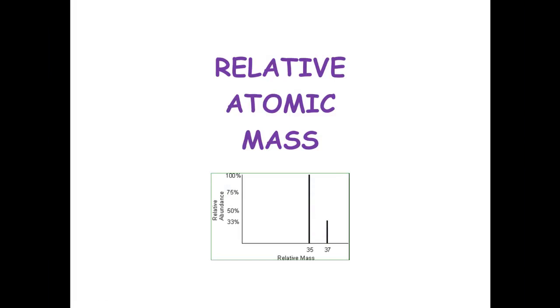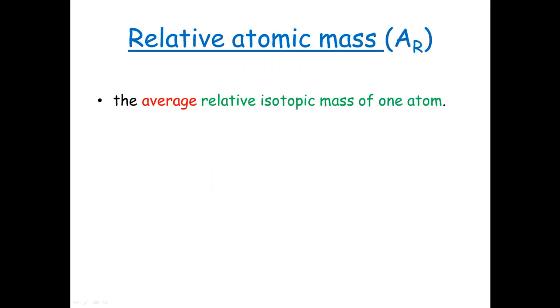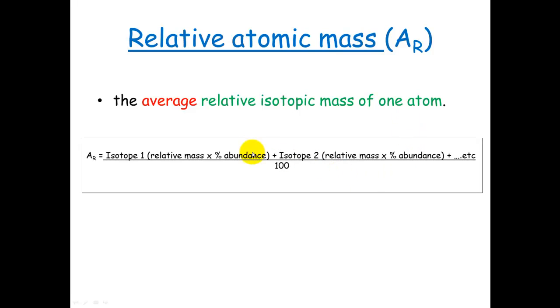So, relative atomic mass. If we have a look at these relative abundances and their relative masses, we can then work out a relative atomic mass. Relative atomic mass is equal to the average relative isotopic mass of one atom. Okay, but it needs to take into account the abundance of that atom. And it's worked out with a formula like this.